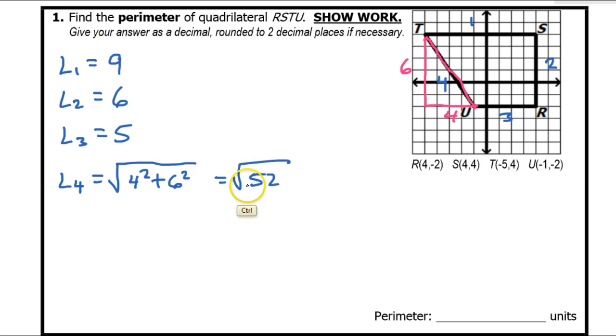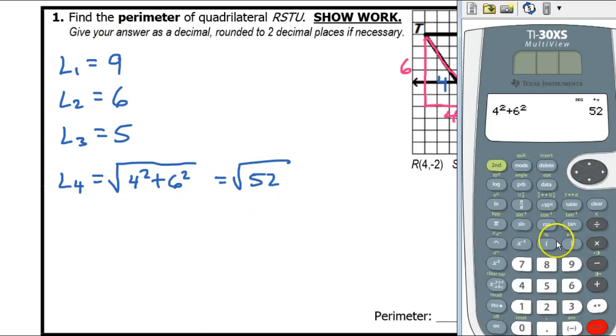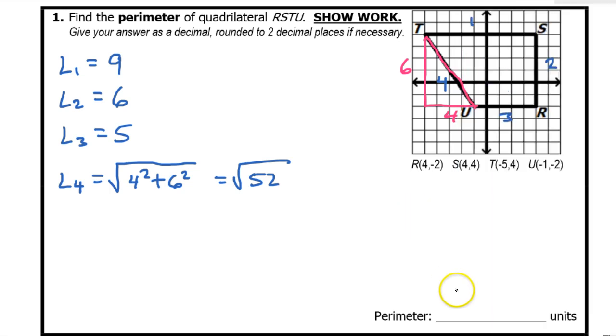If I add all of these up, that's the perimeter. So I will have 9 plus 6 plus 5 plus the radical 52. That is 27.21.